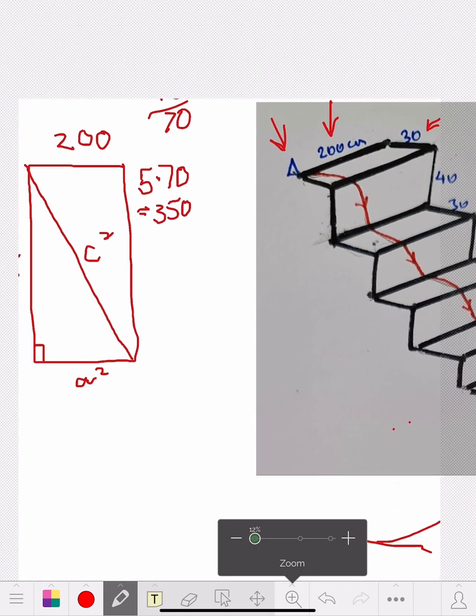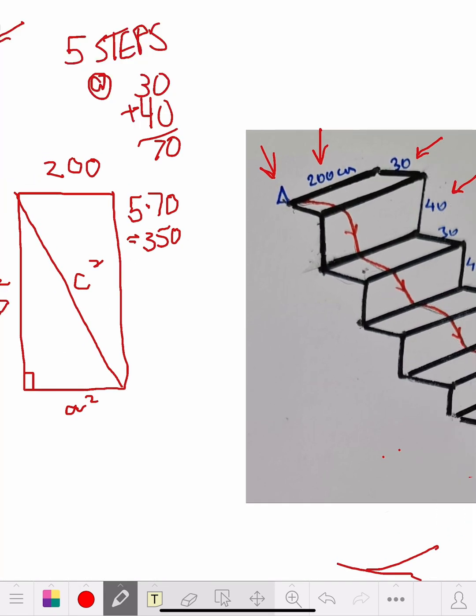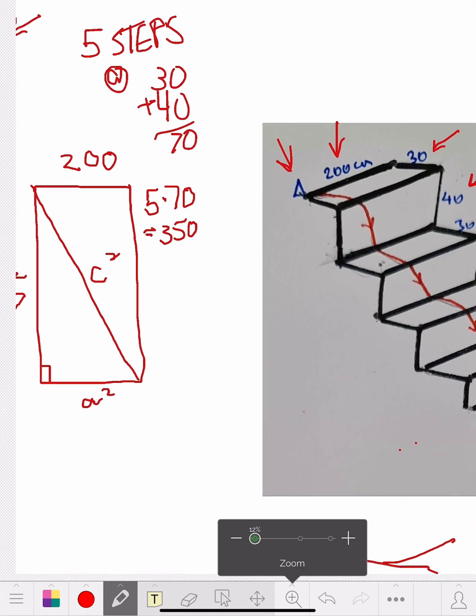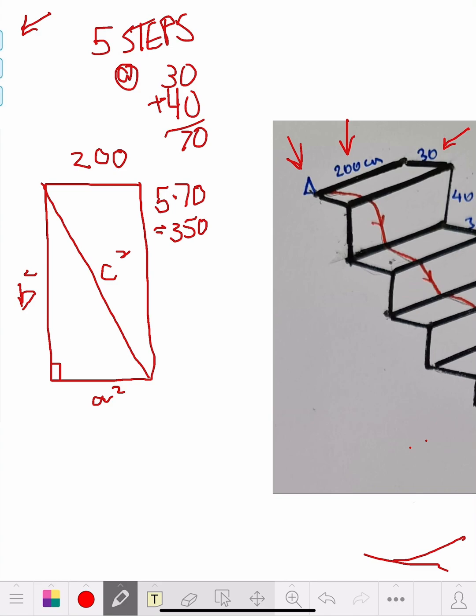You straighten it out, okay? So you straighten out this set of steps, and it came like this. And there's 5 steps, okay? I counted them, 1, 2, 3, 4, 5. Each step is 30 and 40, it's 70, okay? That's the amount of wood on each one. So you got 5 times 70 is 350. They told you the top was 200, so you got a little square here.